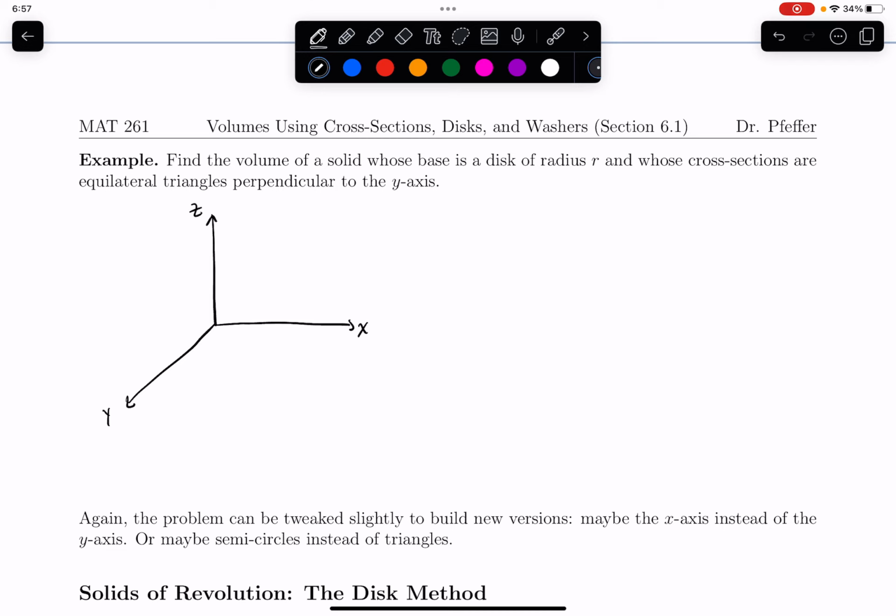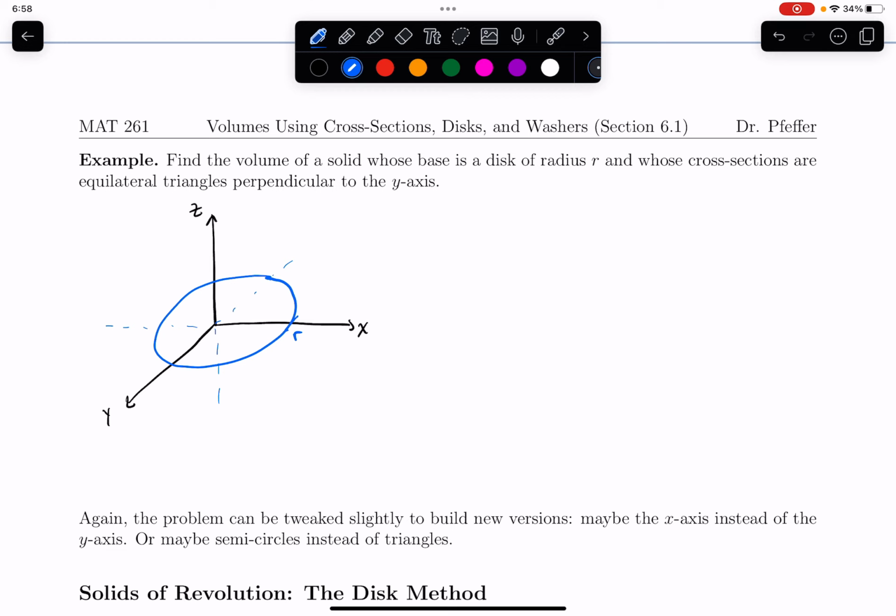What you'll see is that the choice of doing that means I'm going to have a dy integral, not a dx integral, but that's fine. There's nothing wrong with that. It's just a different variable at play. So I'm going to put the base now on the floor. So we're going to put, let's see, I have a base that is a disk of radius r. So there is my disk of radius r on the floor.